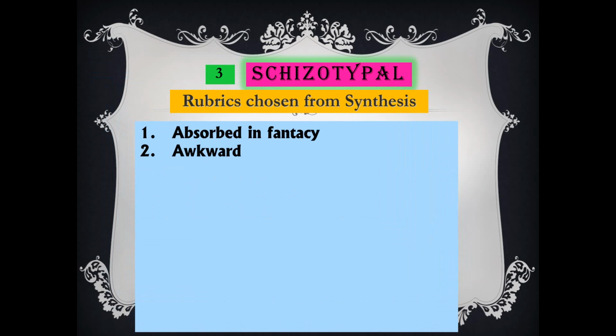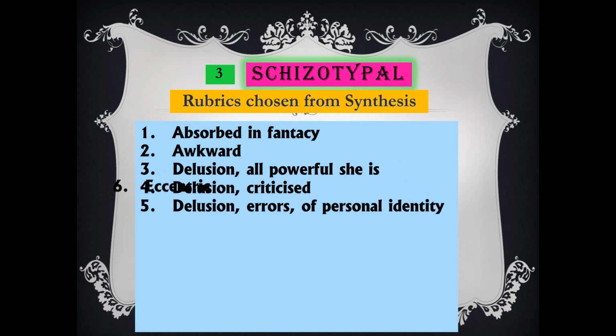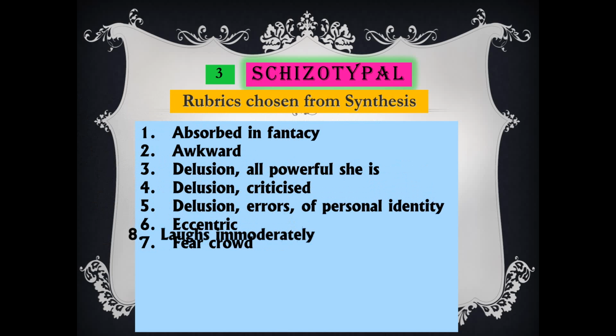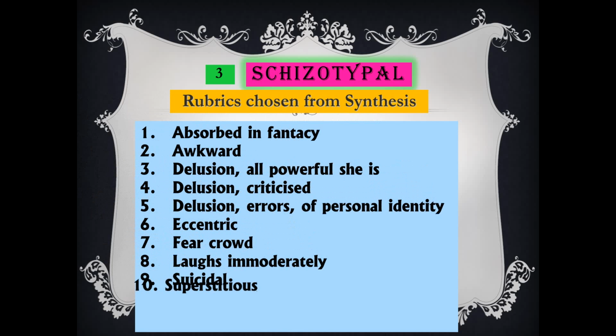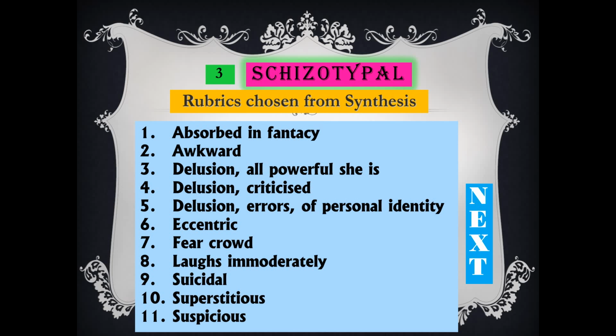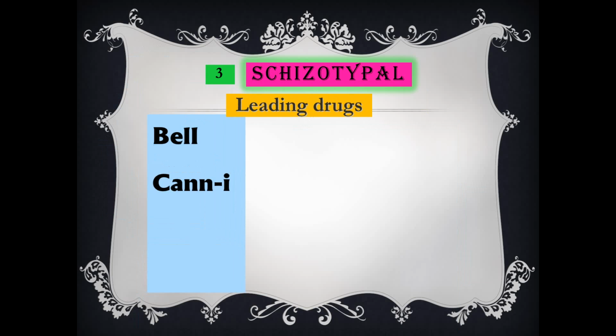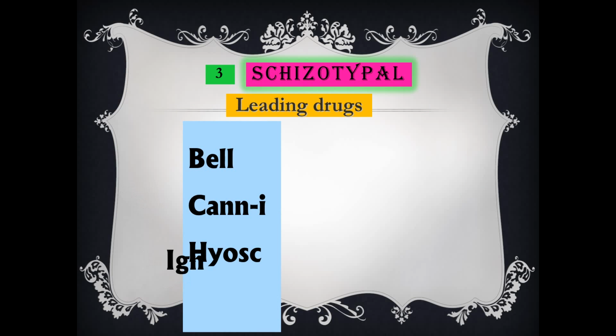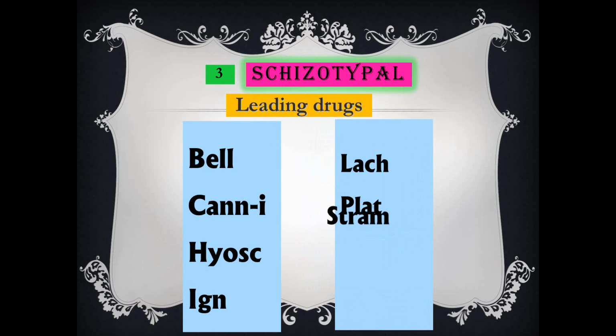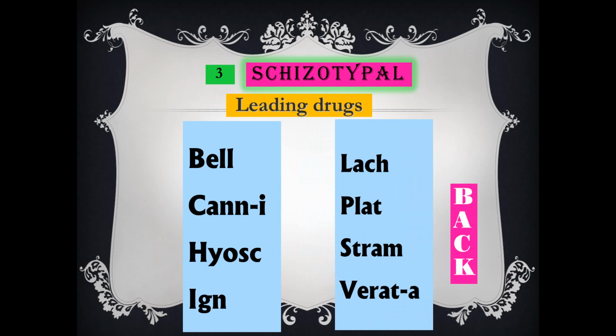The repertory wise we see absorbed in fantasy, awkward, then delusion, all powerful he is or she is, delusion being criticized, delusion of errors of personal identity, then eccentric, fear crowd, then laughs immoderately, suicidal, then after that superstitious and suspicious. So in this way this picture is chosen not only from those rubrics but also from the description of this particular schizotypal. So this is the best possible or initial representation on the basis of which these drugs have come. Belladonna, cannabis indica. Cannabis indica is having strange ideas because it is an intoxicant. So Hyoscyamus, Ignatia, Lachesis, Platinum, Stramonium and Veratrum album.